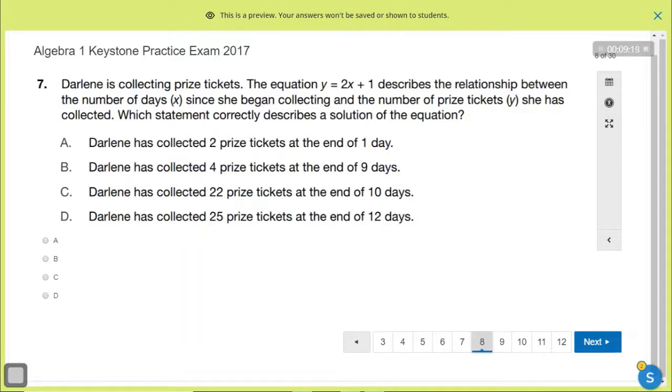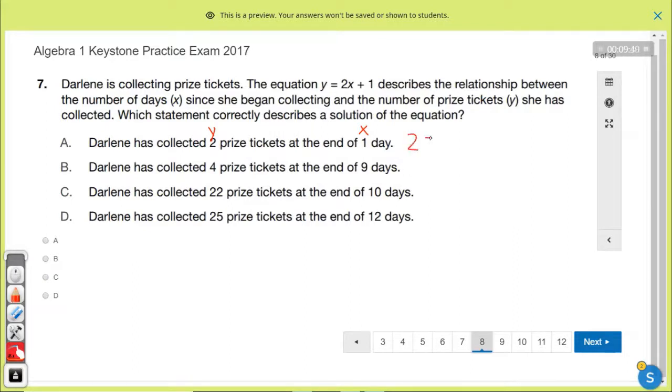Darlene has collected 2 prize tickets. That means y is 2 here. All right, at the end of one day, days are x. So basically in this entire thing, they're asking us to plug in each of these values and see if it's true. Simply use your calculator. I'm going to put in my y value instead of just the letter y. All right, so plug it in.